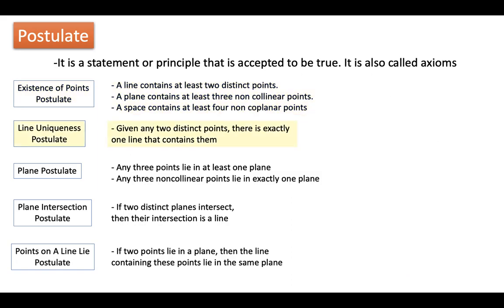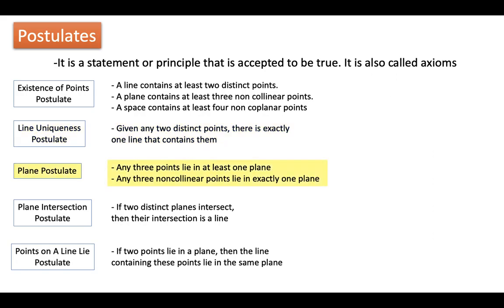So for the line uniqueness postulate, given any two distinct points, there is exactly one line that contains them. So let's say we have a given point Q and point R. So there is only one line that passes through those 2 points. There's no other line except that line.